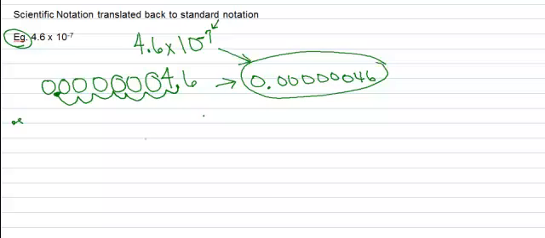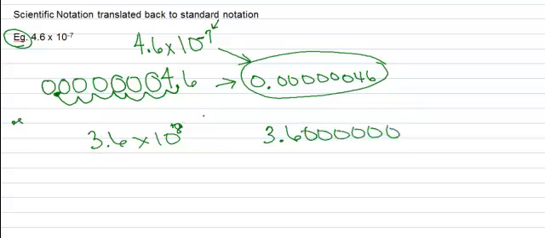So if you had something like 3.6 times 10 to the 8, now we see that we've got a positive exponent here. So again, we write 3.6, and now I'm just going to add 8 zeros to the right. And I know that I'm going to move the decimal point 8 places, making a big, huge number. 1, 2, 3, 4, 5, 6, 7, 8.